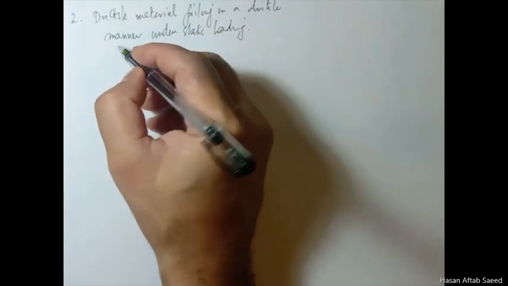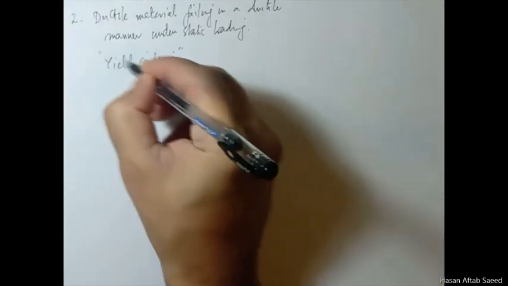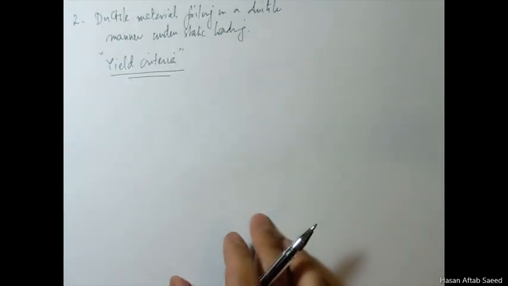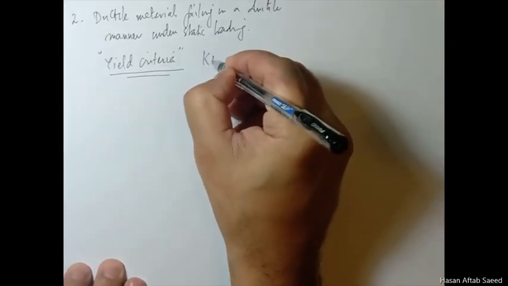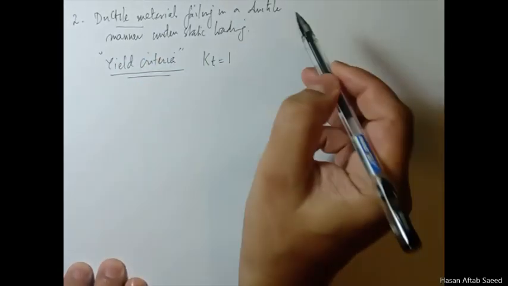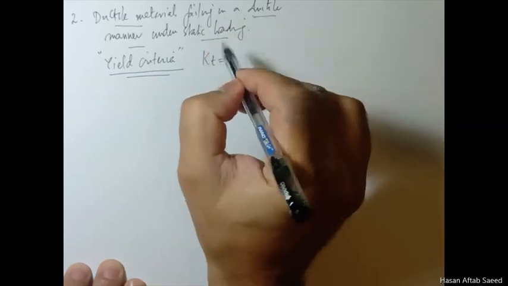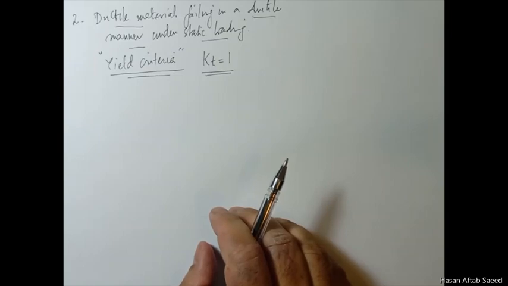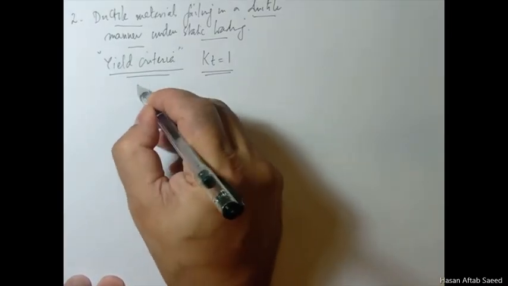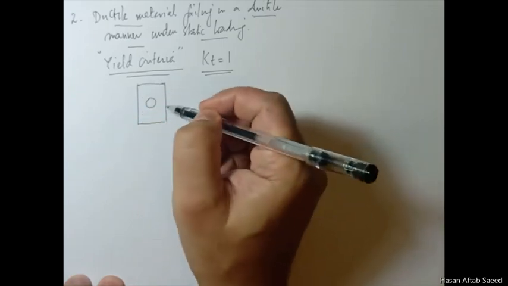Now, in these cases, if you recall the yield criteria, because here we are surely talking about yielding. So if you recall, when we studied yield criteria, we had said that for these situations, ductile materials failing in a ductile manner under static loading, very specific conditions, you can take the stress concentration factor to be 1. And why is that so? That is so because, let's say this is a very familiar example, plate with a hole.